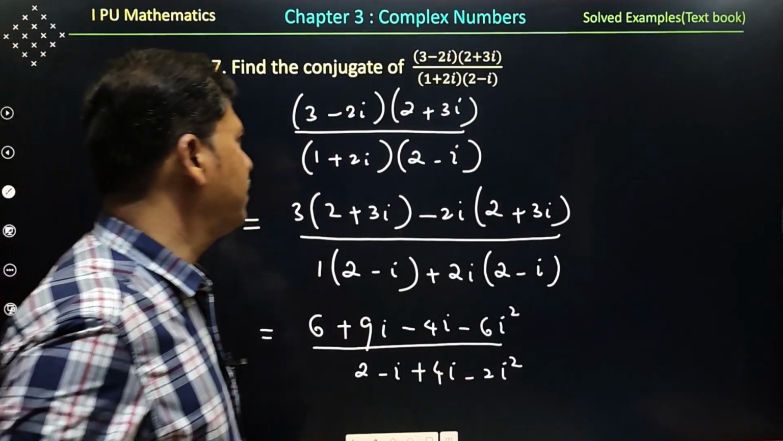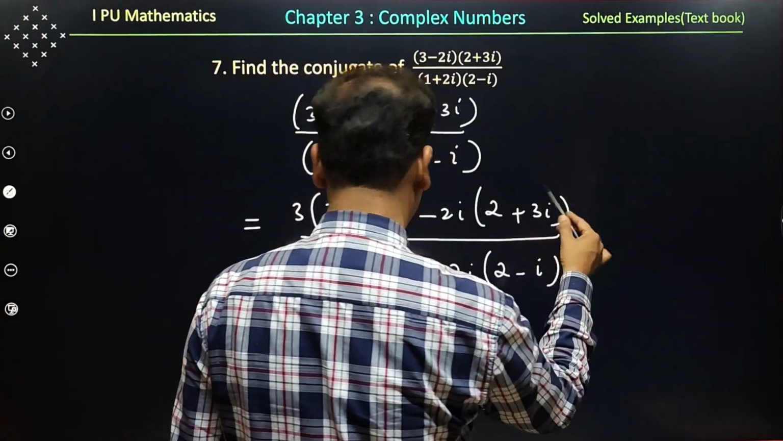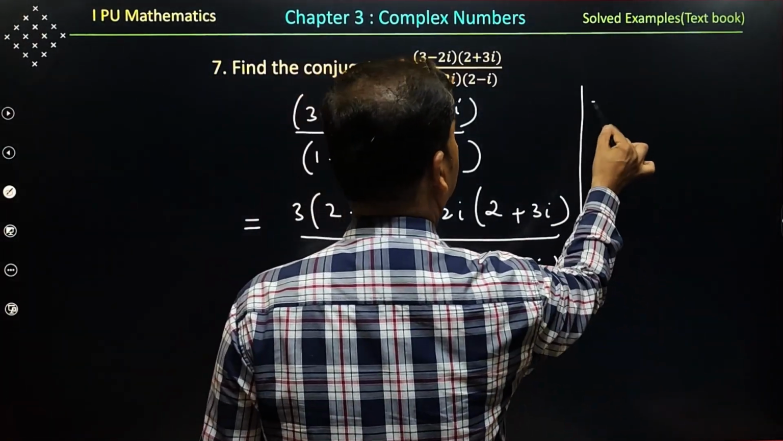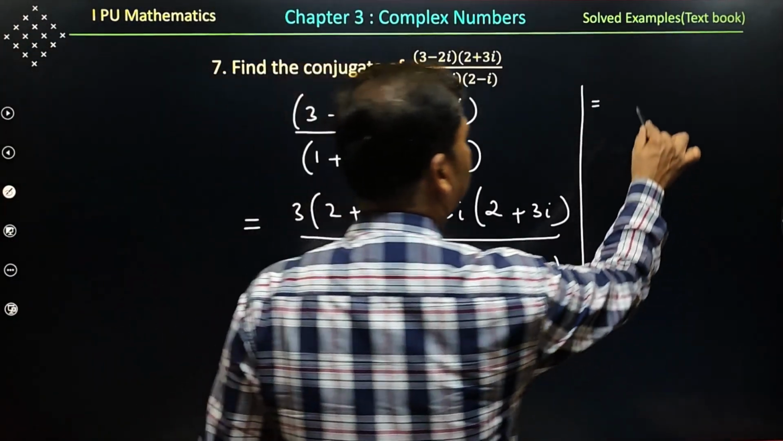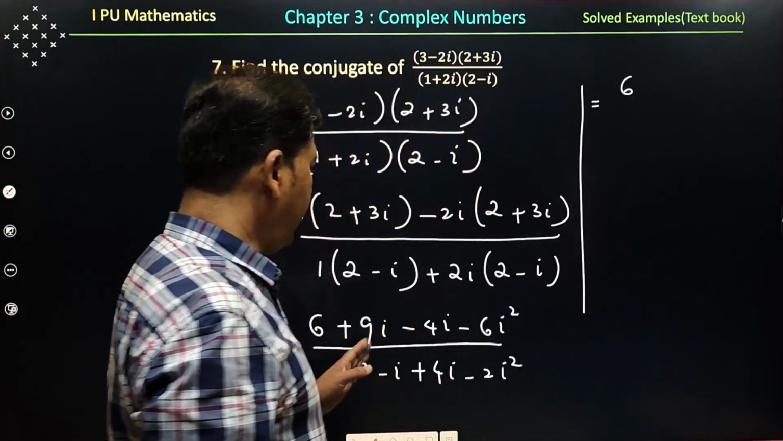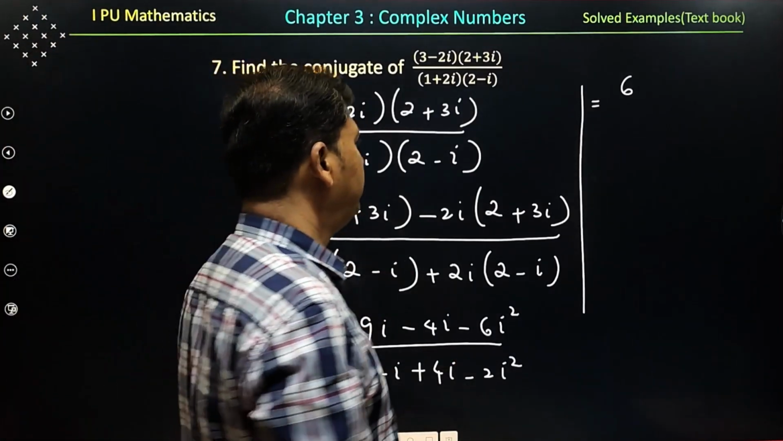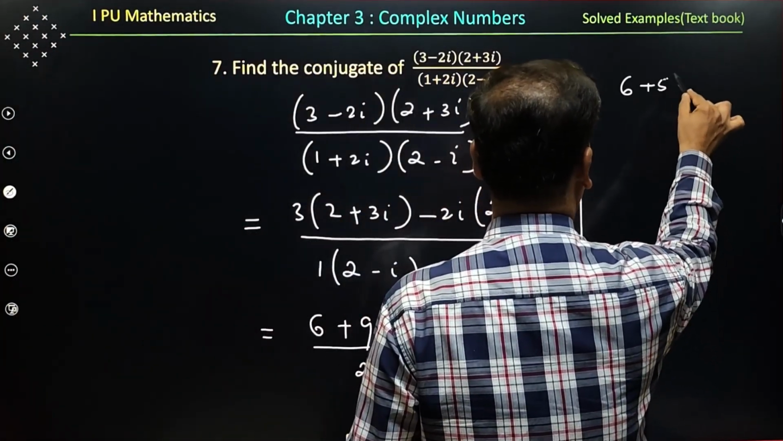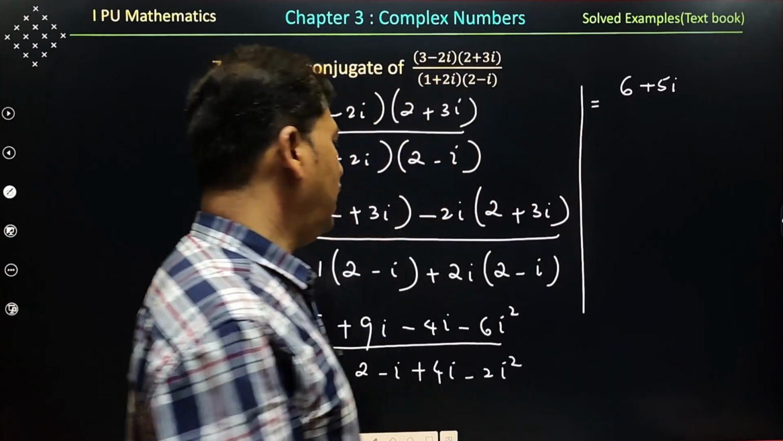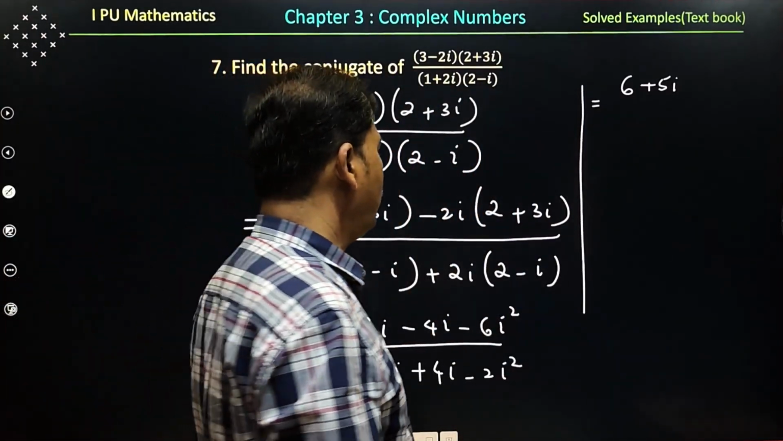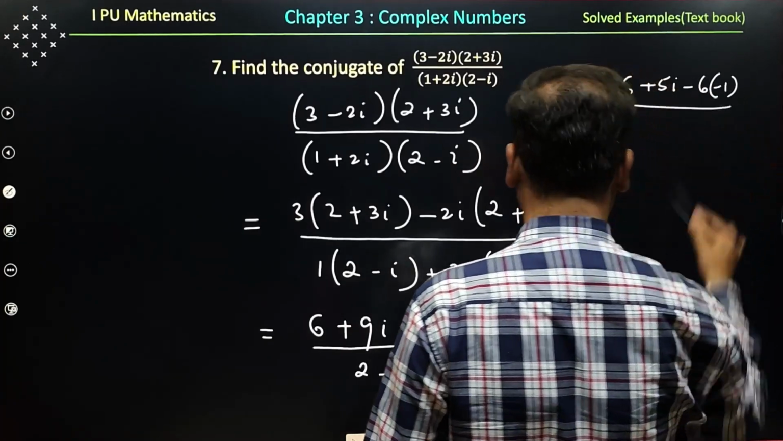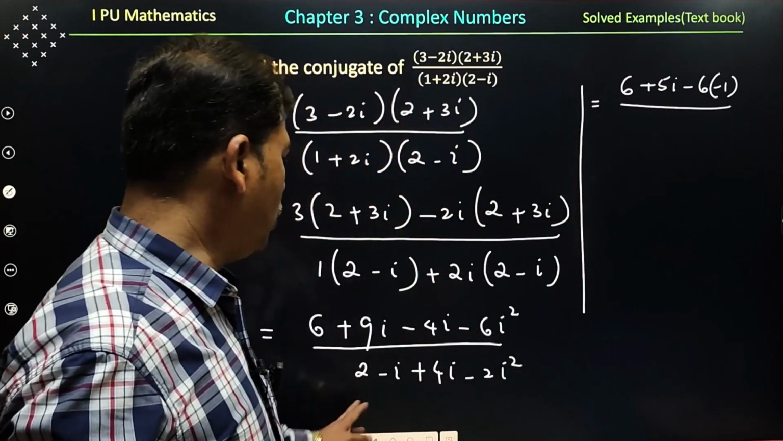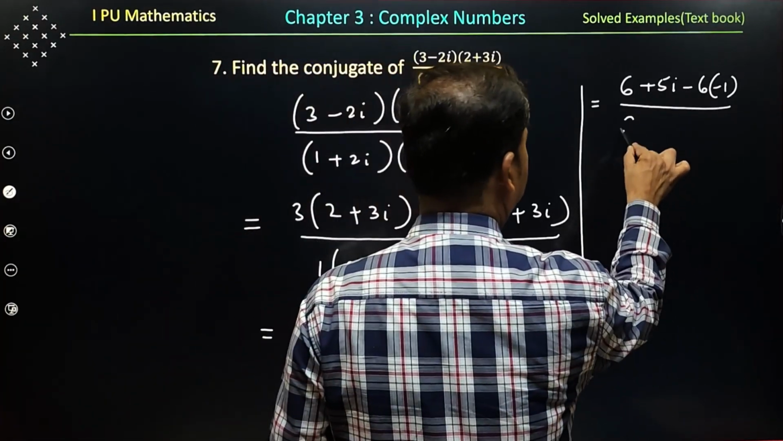Let us simplify this. This is equal to 6, you write as it is in the numerator. 9i minus 4i is 5i. Further, i square value is minus 1. So minus 6 into minus 1, divided by 2. Write 2 as it is.